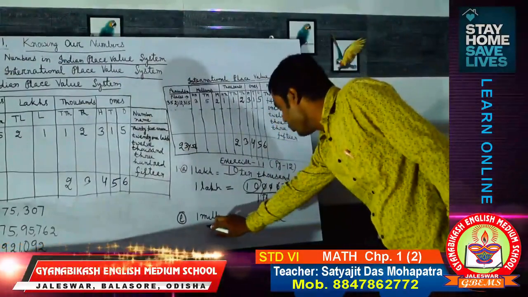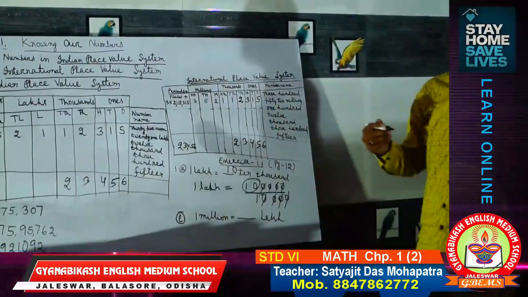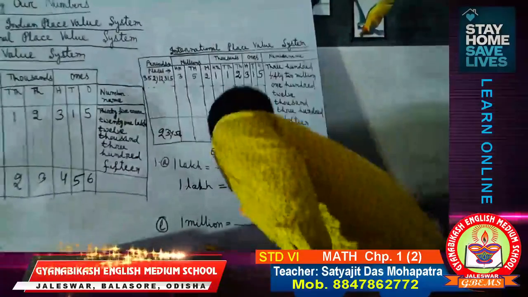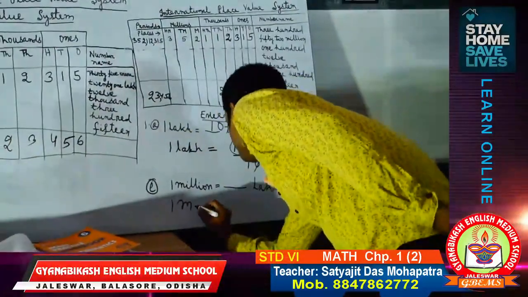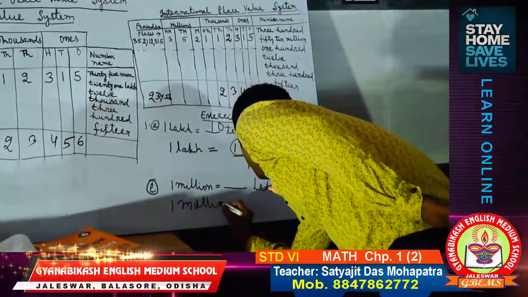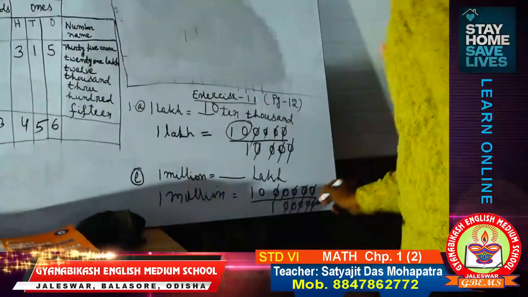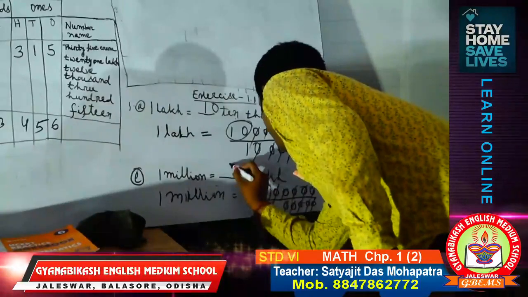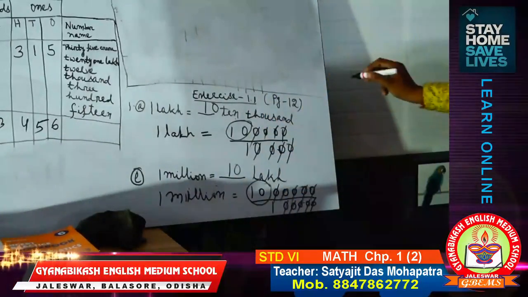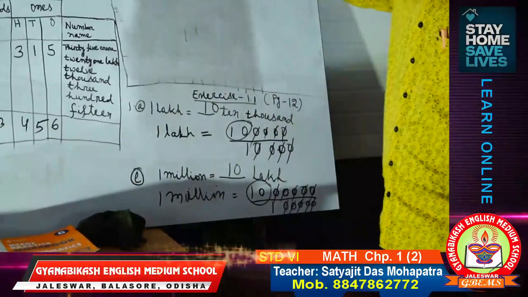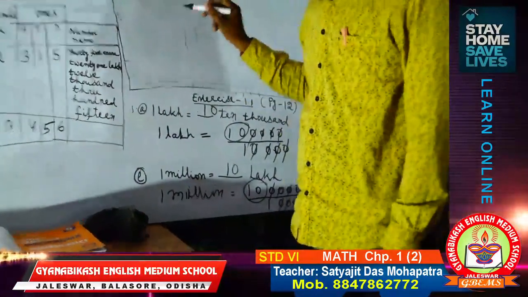Now here is given 1 million equal to 10 lakhs. So 1 million equal to, what is the result here? 10 lakhs. So 1 million equal to 10 lakhs. Do all the questions of one number like this.